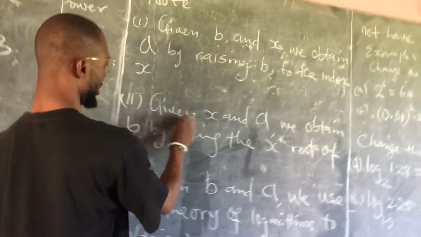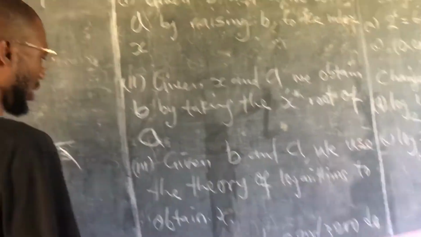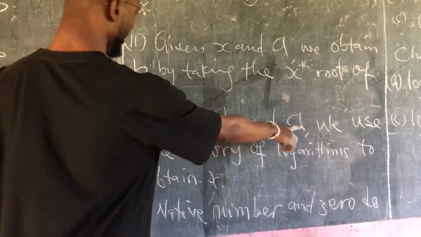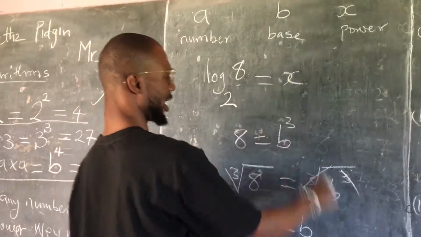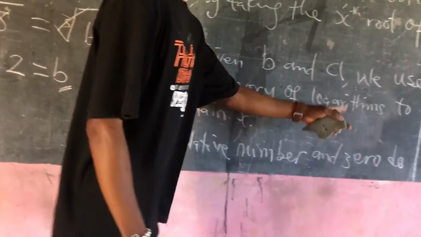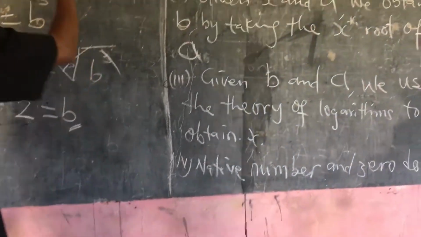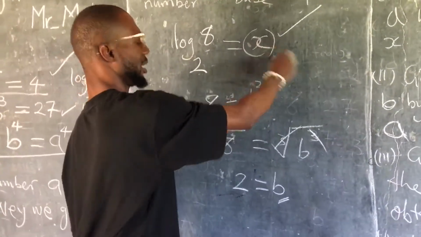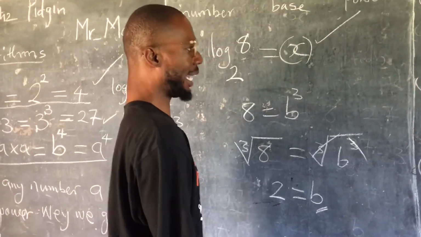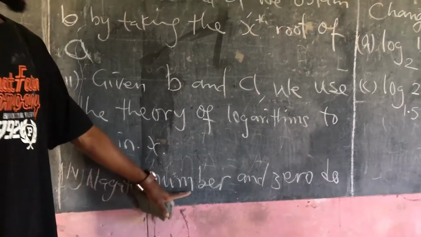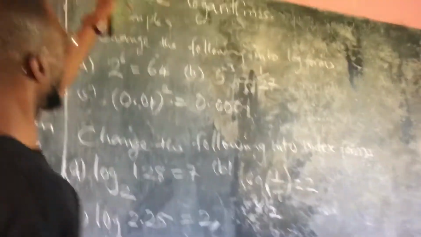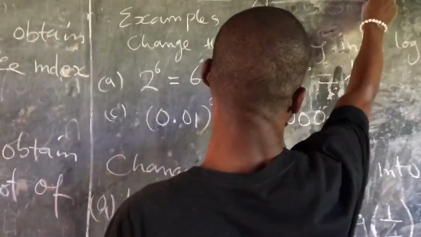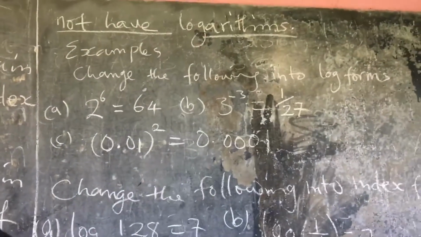Now the number 3 note says, if they do not give us b and a, then we will use the theory of logarithms to find x. Later we will take the theory of logarithms to find x. The last note says negative numbers and 0 do not have logarithms.